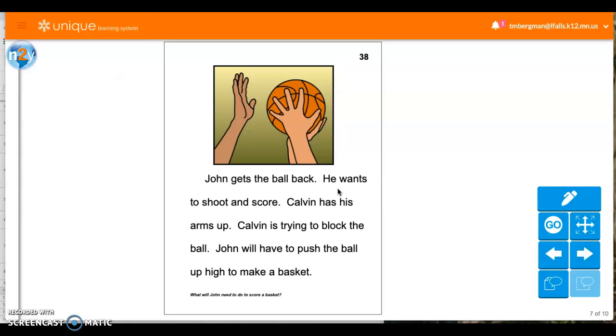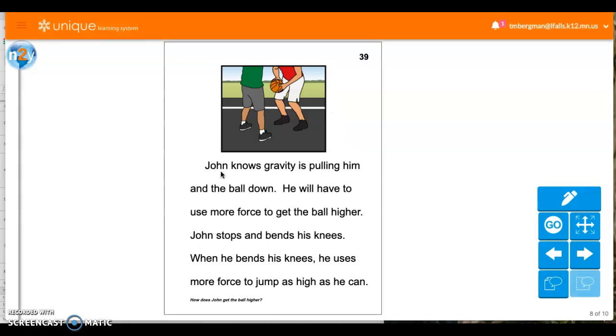John gets the ball back. He wants to shoot and score. Calvin has his arms up. Calvin is trying to block the ball. John will have to push the ball up high to make a basket. So what will John need to do to score a basket? Yeah, he needs to push the ball high and have it go over top of Calvin's head, right? So he needs to use a lot of force, again, to make it go up. And then what's going to make it come back down into the basket? Gravity. Good job. John knows gravity is pulling him and the ball down.